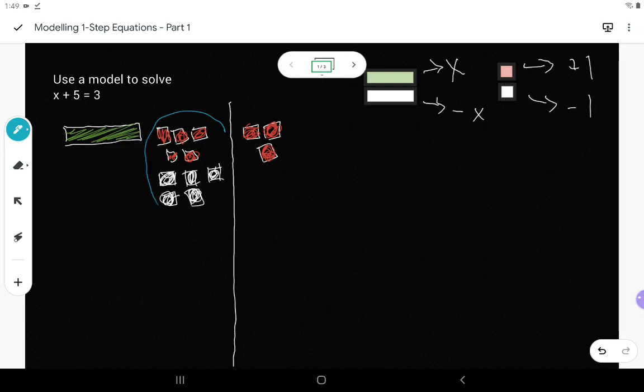Okay, now you don't need to write this part down on your model. You would just need to show me that you're putting in those 5 negatives. So you don't have to write zero pair unless it helps you. So that gives me a nice zero pair.